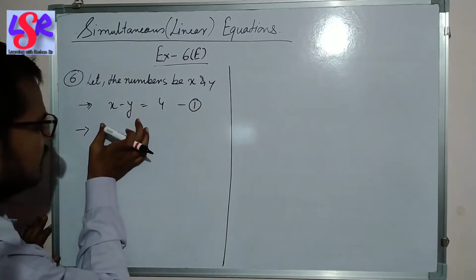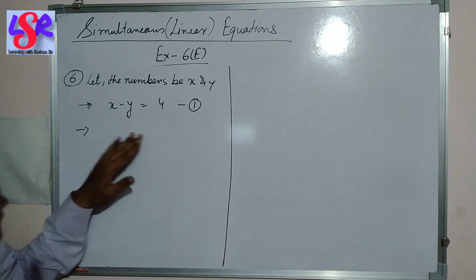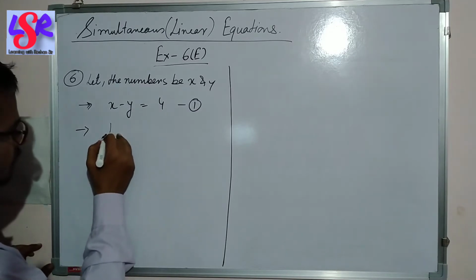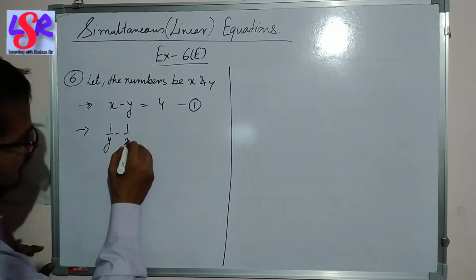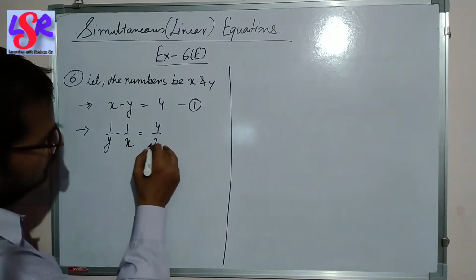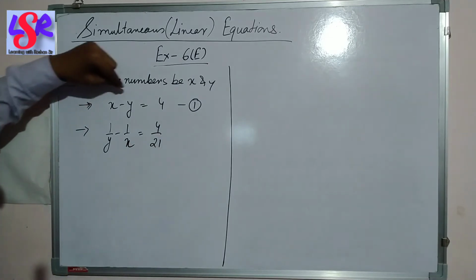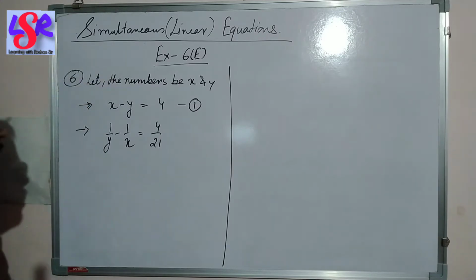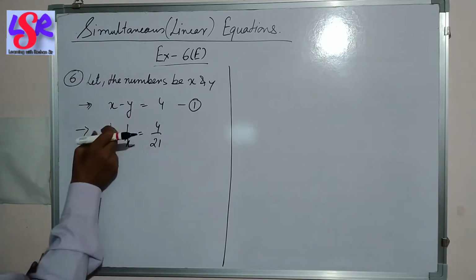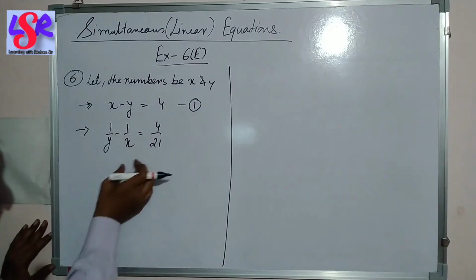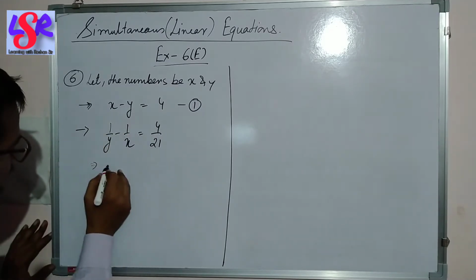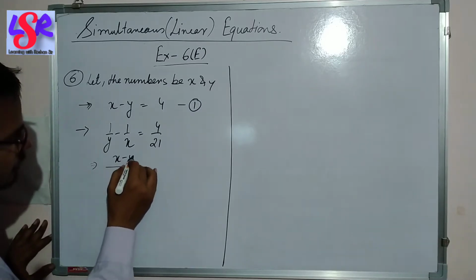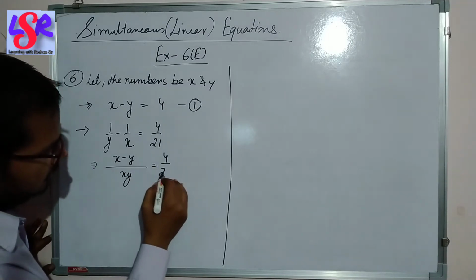Now for the second equation, we are having the difference of the reciprocals as 4 upon 21. As the difference is positive, this will be written as 1 upon y minus 1 upon x equals to 4 upon 21. Here this number is bigger, this number is smaller. If we take the reciprocal of the bigger number, then we get the smaller number. That's why we have written this first, then the reciprocal of this one. Now we are going to take the LCM of these two, and here we get xy over here, and this will be x minus y equals to 4 upon 21.